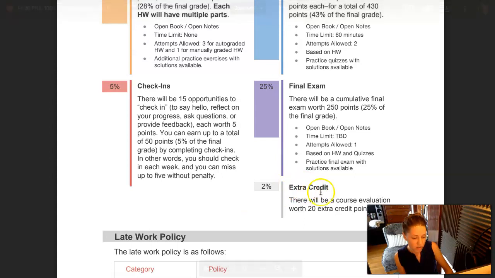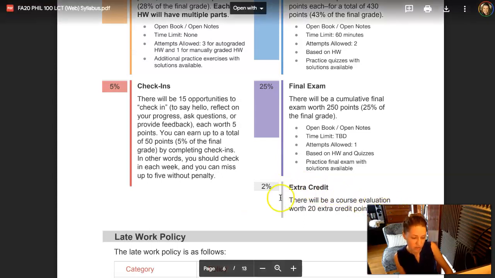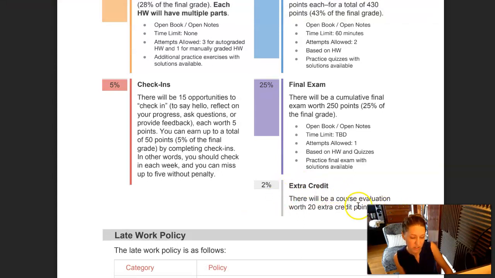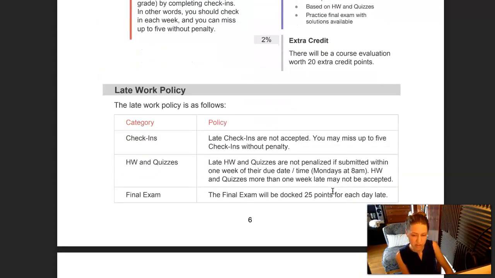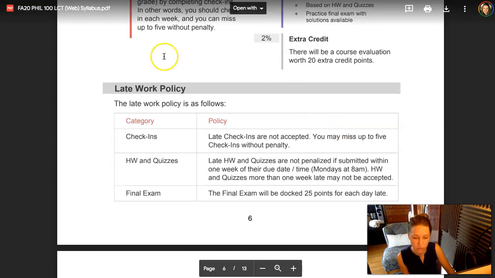There's going to be 1 extra credit assignment worth 20 points or a 2% bump to your grade, and that's going to be a course eval. Okay, so that's the stuff you'll be doing and how much it's worth.